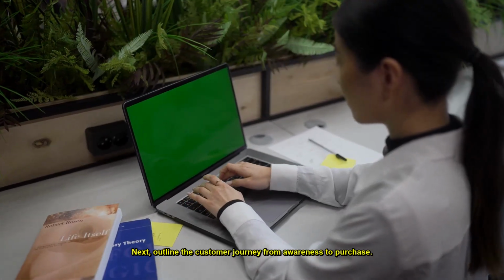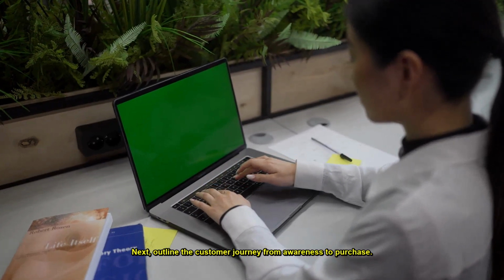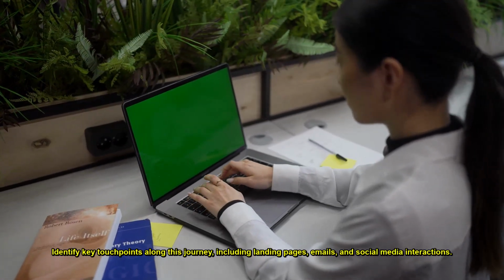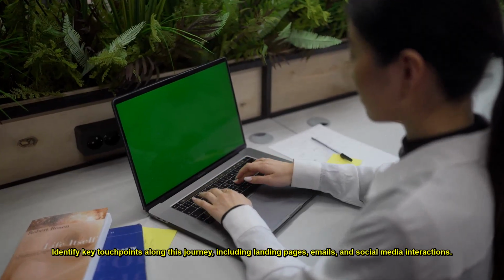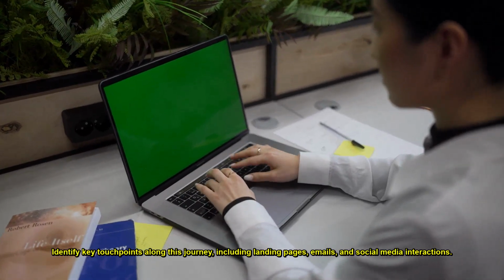Next, outline the customer journey from awareness to purchase. Identify key touchpoints along this journey, including landing pages, emails, and social media interactions.